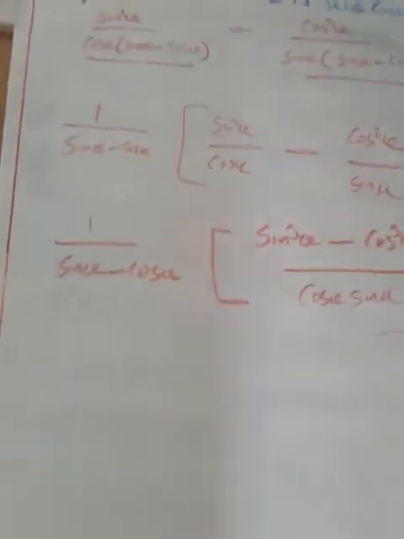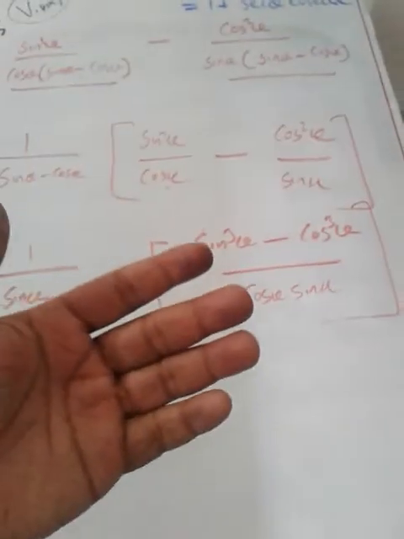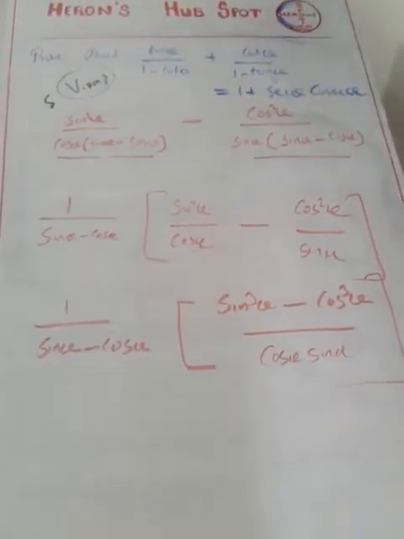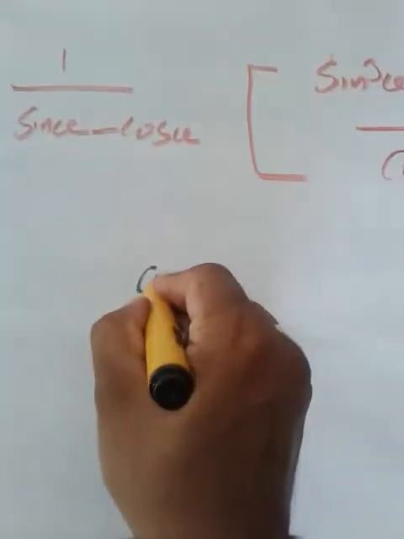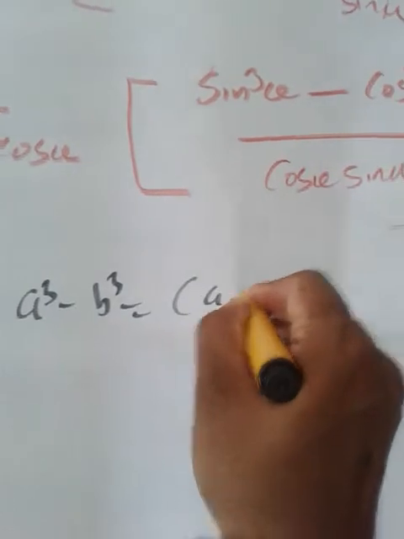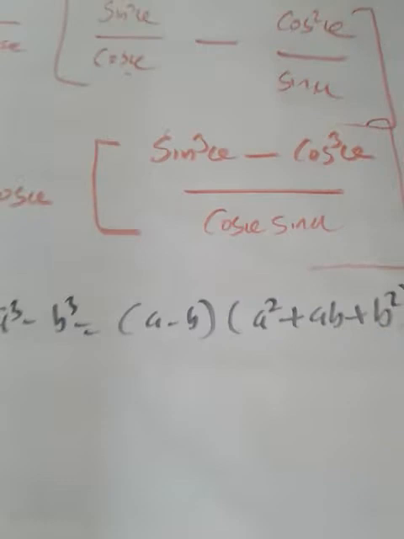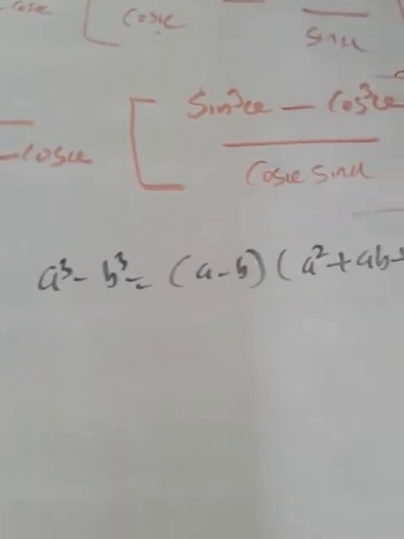And now here I am going to use an identity, a cube minus b cube. What is a cube minus b cube? In 9th standard we already discussed, and we even used to hang identities outside. You may have forgotten. Still I am reminding you: what is a cube minus b cube? Can anyone say? A cube minus b cube is nothing but a minus b into a square plus ab plus b square. This is the identity. See, a cube minus b cube is equal to a minus b into a square plus ab plus b square.